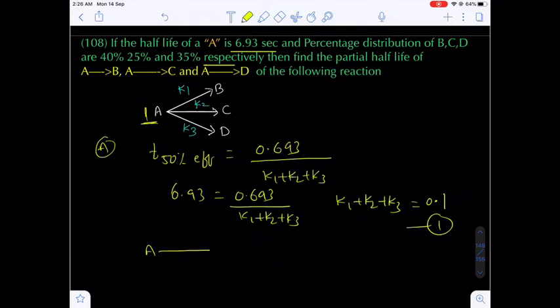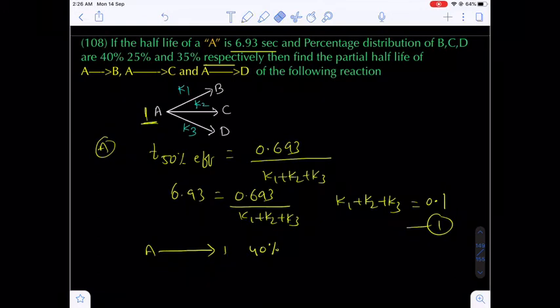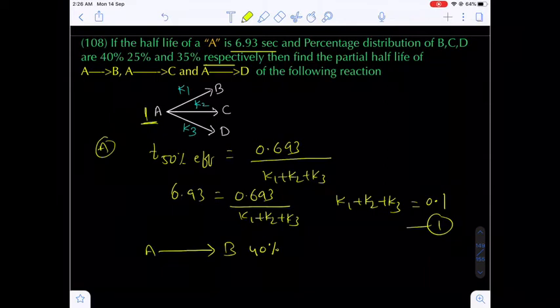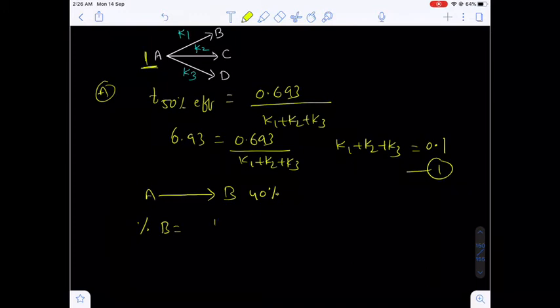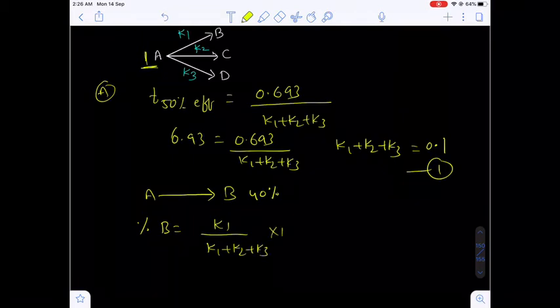40%. So first of all, I am writing A to D. What is the percentage here? A to B. What is the percentage given here? 40%. Now, what is the formula to calculate percentage B? That will be equal to K1 upon K1 plus K2 plus K3 multiplied by 100.